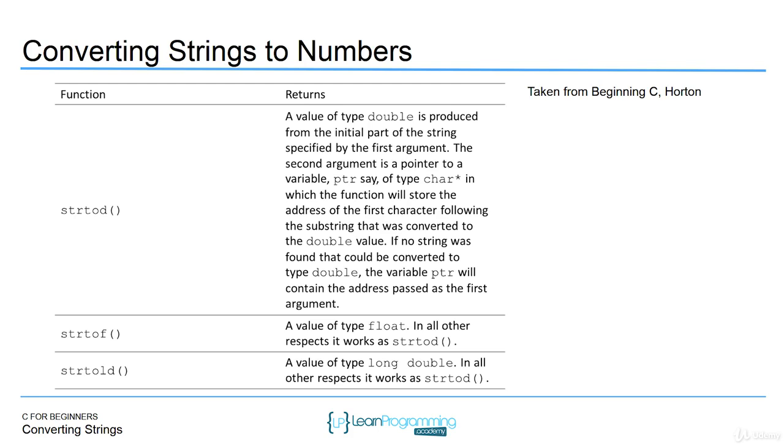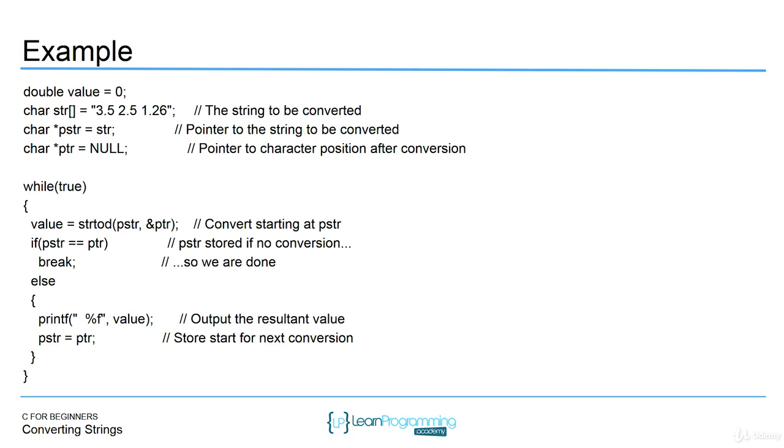So here's an example of doing some conversions. It's very, very basic. Here we have a str character array, 3.5 space 2.5 space 1.26. We have a couple pointers, and we're going through until we jump out if we can't convert it. So we say strtod. We pass in the address of our ptr, our pointer, and we pass in our pstr, which is our string, 3.5 2.5. Now you may say, why are you passing in the pstr as opposed to just the str? And you don't have to. But here we want to actually check if there was no conversion.